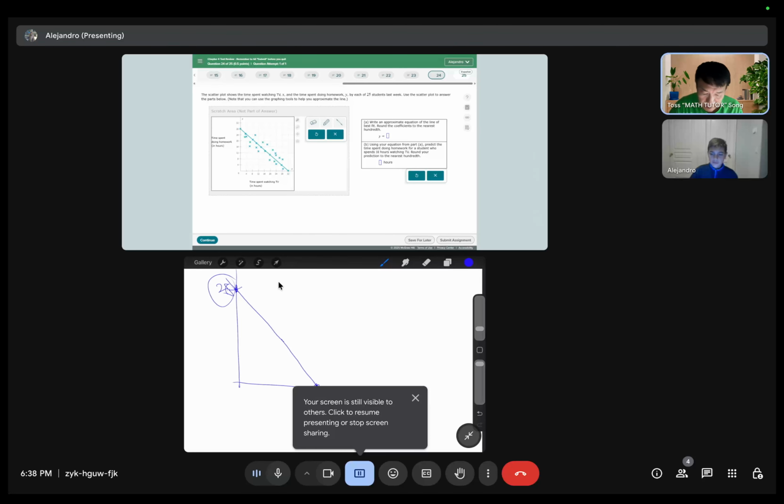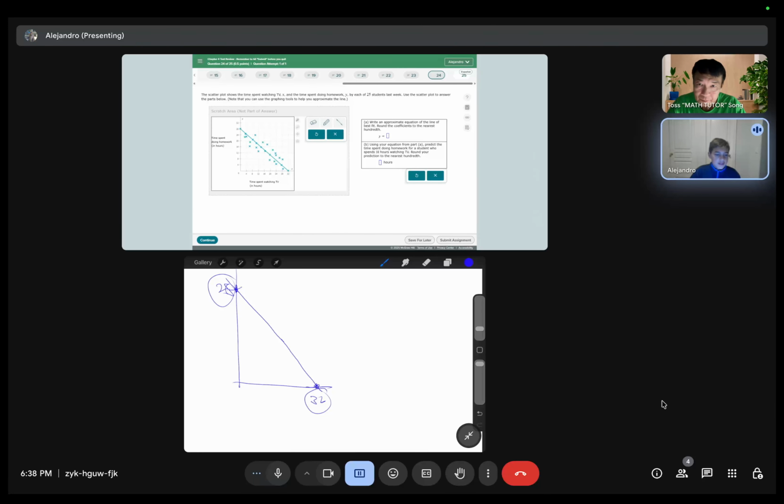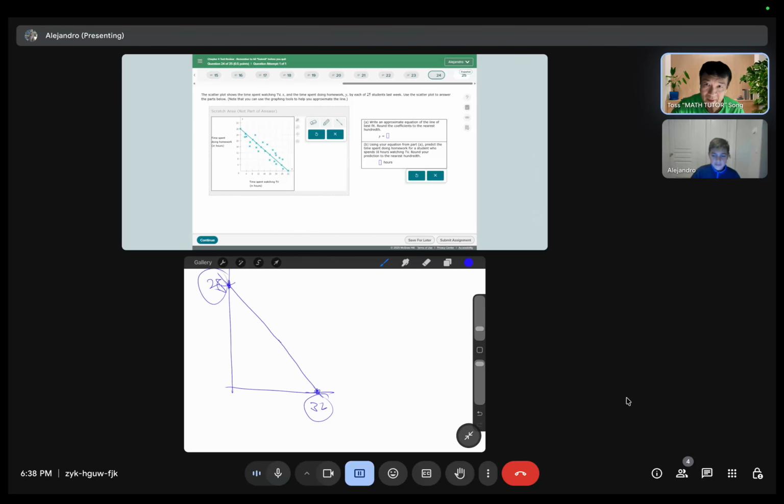Double check. This is 28, right? And this is 32, because I can't see it. 28 for the y-intercept and 32 for the x-intercept, right? Can you double check? Yes, for y-intercept it's 28, and for x it's 32. I can't see that until you zoom in.